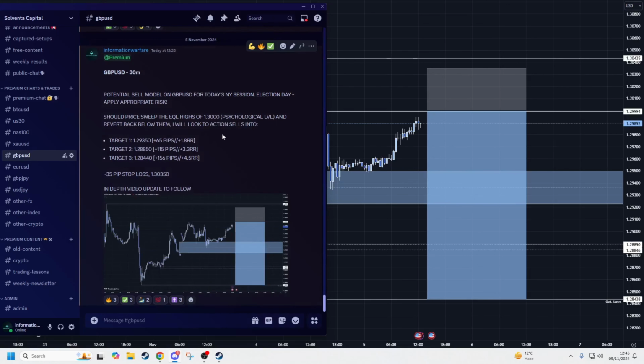such that I am able to convey all my thoughts, all my ideas, show you the significant levels, and get you to profit off this chart, off this price, regardless of which direction it goes. Remember, it is election day, highly volatile, use appropriate risk.